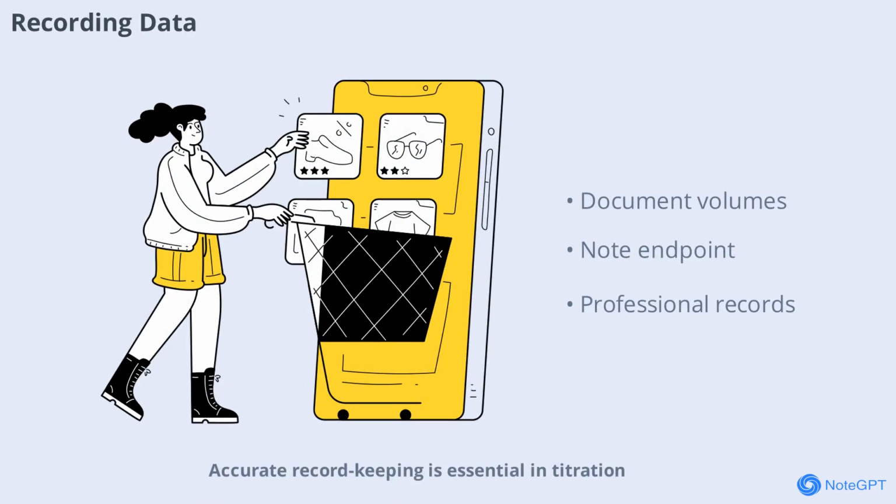Accurate record-keeping is essential in titration. Chemists document the volumes used, the appearance of the endpoint, and any observations during the experiment. Detailed records allow for reproducibility and help identify trends or errors. Good documentation is a hallmark of professional scientific work.